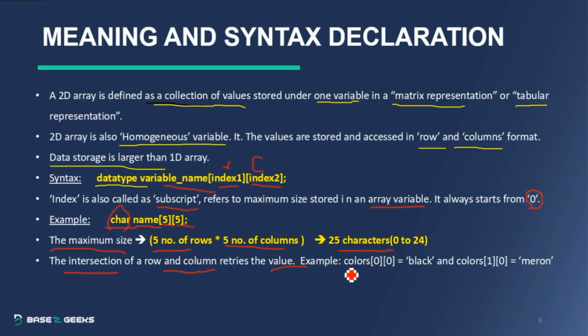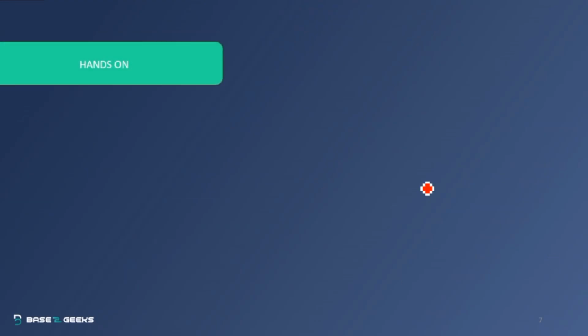For example, colors of 0, 0, if I access it, you will get the value as black. For example, colors of 1, 0 means first row and 0th column. This is row and this is column. I am repeating it again and again so that you will be able to follow. The combination of row and column of 1 and 0 is going to produce maroon. Right, friends? Are you all clear? Now we will go on to the practical example.